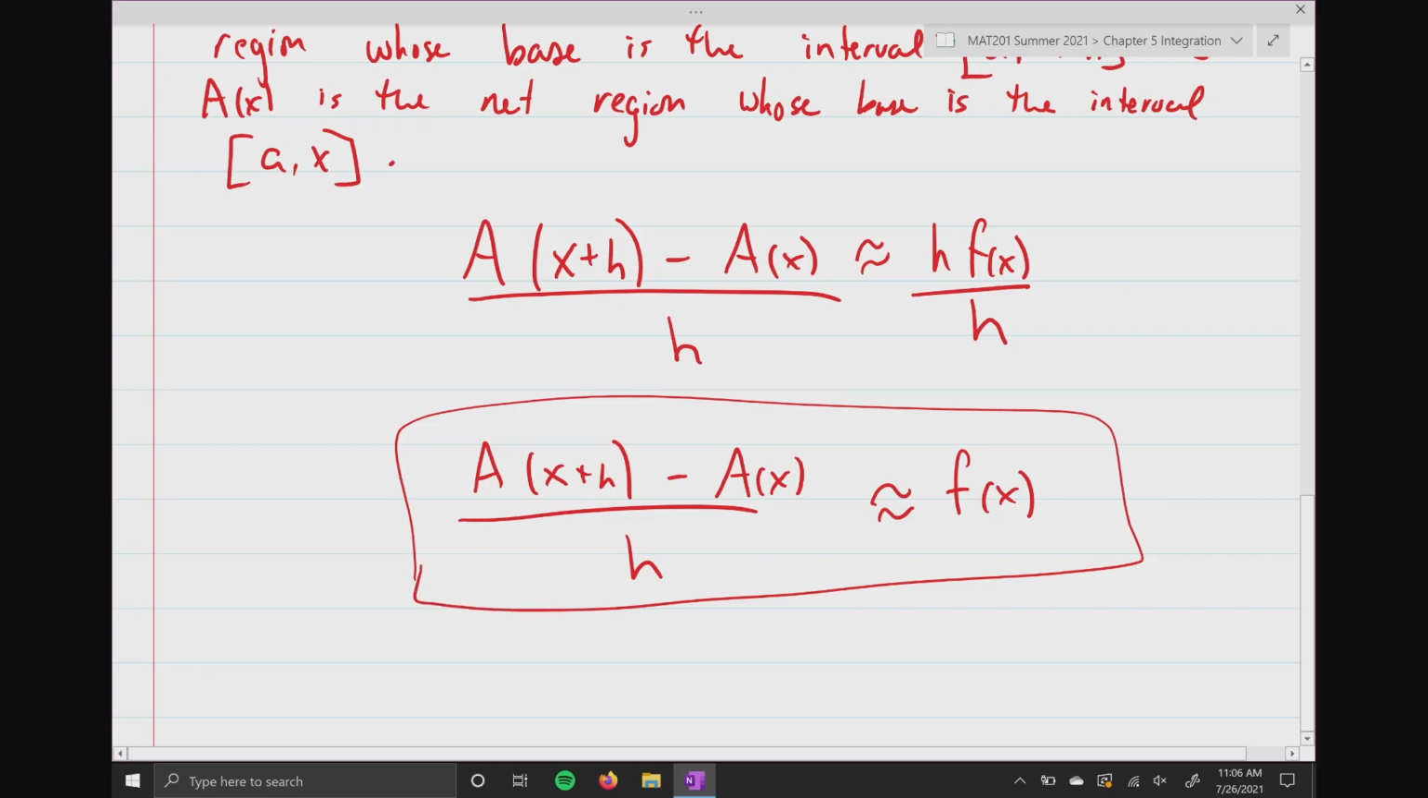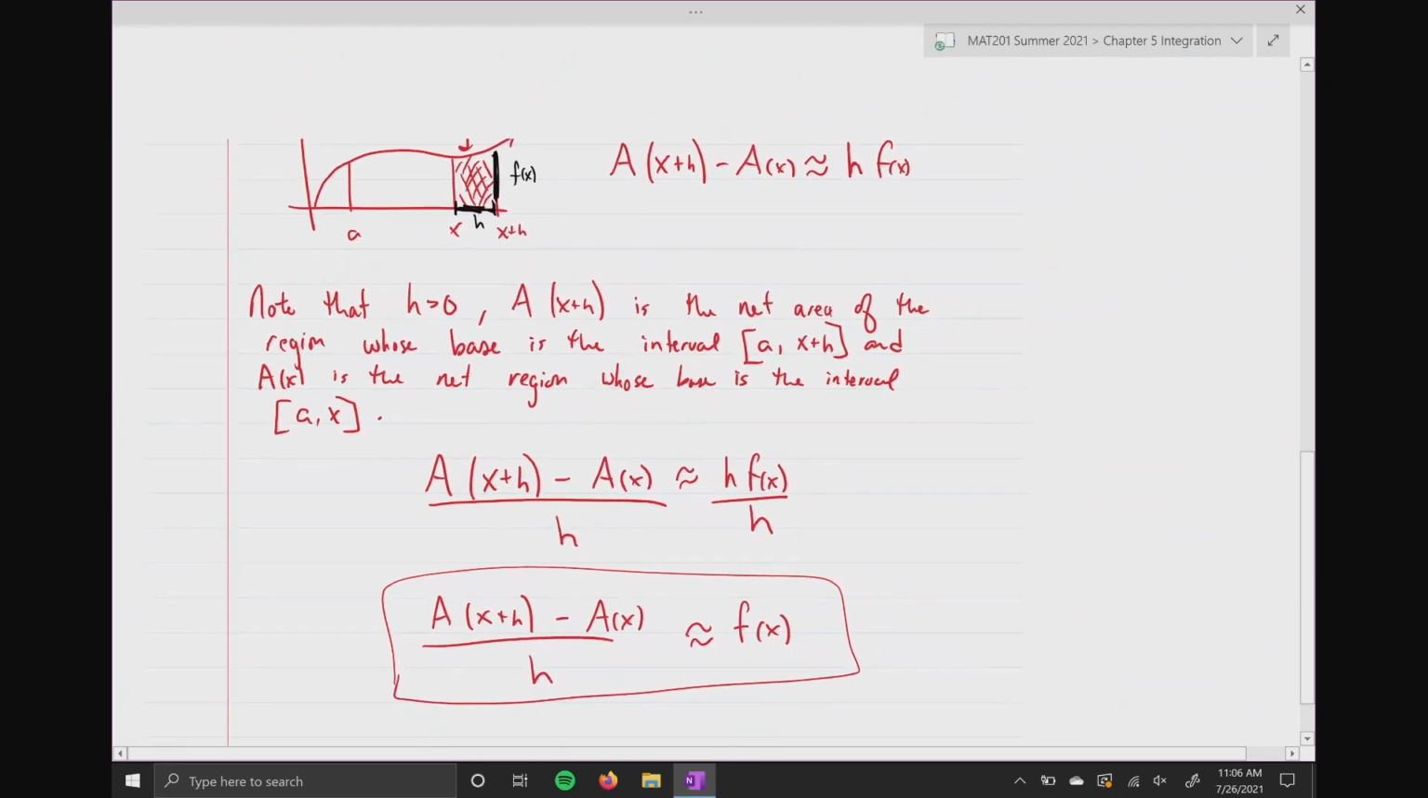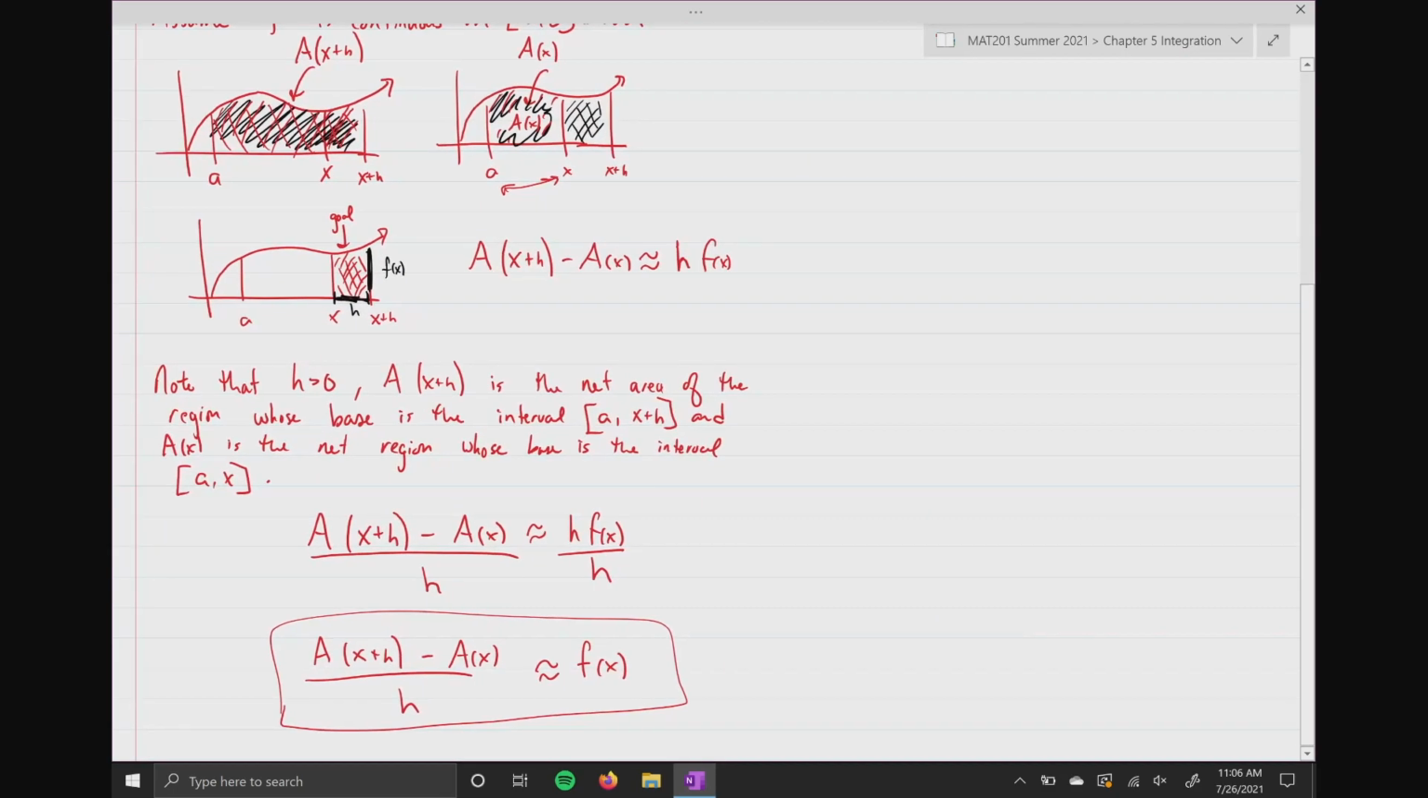Now, if you think about this, this should look very familiar to us. This is almost the definition of a derivative. So remember, back up in here, let me zoom out a little bit. Our goal was to find the area of that little region. What if I let that step size h approach 0? In other words, I'm going to let that get infinitesimally small.